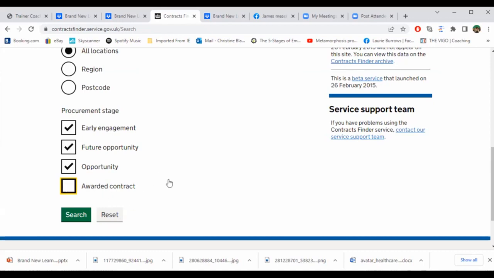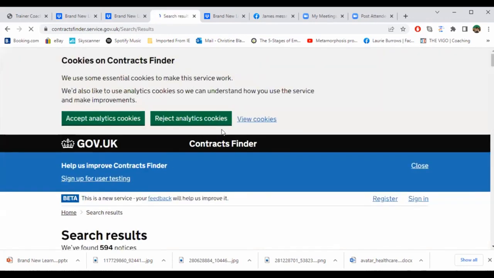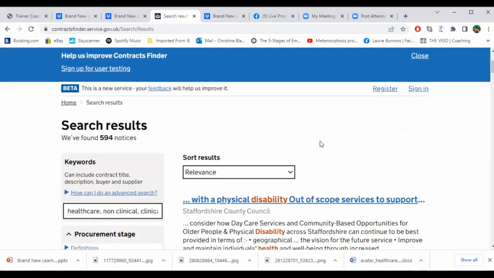But I'm going to untick that and then I'm going to click search. You can even put region, you can put postcode. If you want to do that first, see if there's what's available in your locality, then by all means do so, because you should do. Your job is to look for wherever there are contracts. And then click search. So now you'll see the results here that I've got.